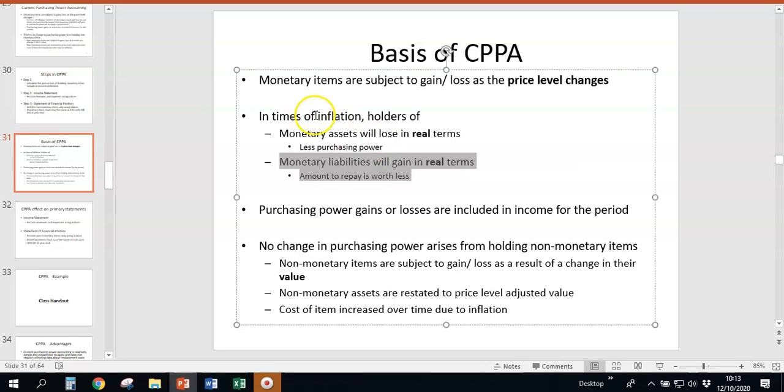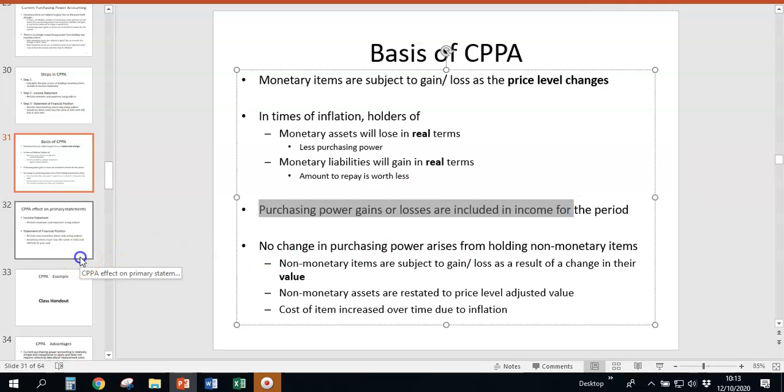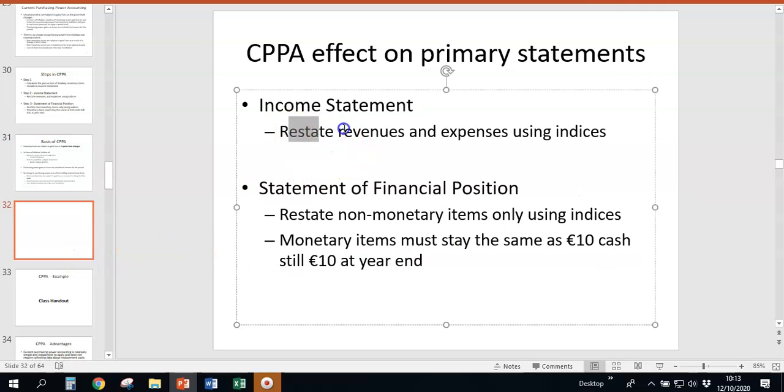And of course, if you have deflation, where prices are going down, it's the opposite impact. Monetary assets lose value, monetary liabilities gain value. All right? And these purchasing power gains or losses are included in income. All right? The income statement is restated and the statement of financial position is restated. And that's where we're going to start now.